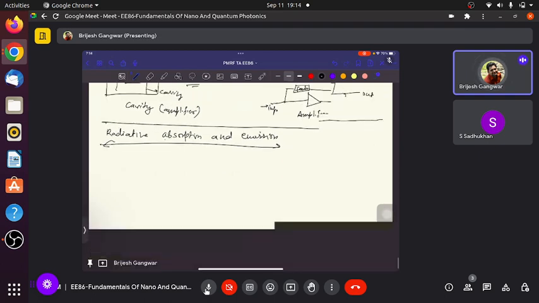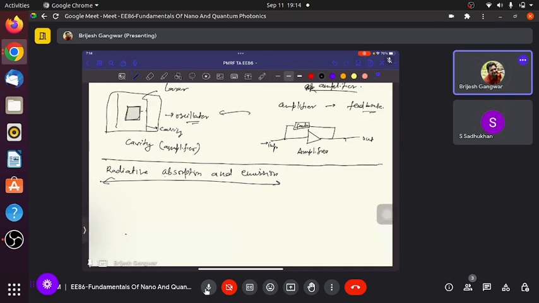Let's say some material has one ground state, and this is the band gap, and we have one excited state here. If some photon is coming to this system, then whatever hole or electron is in the ground state will go to the excited state, right? And it is absorbed. So this phenomenon is called absorption.